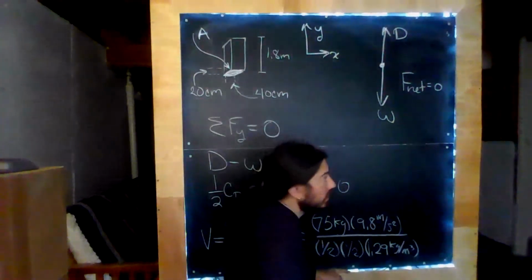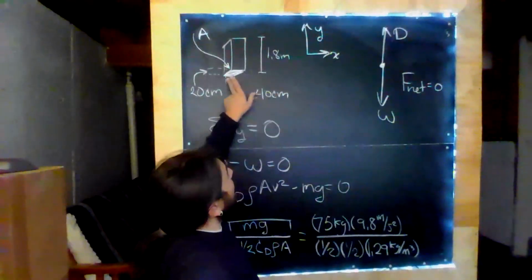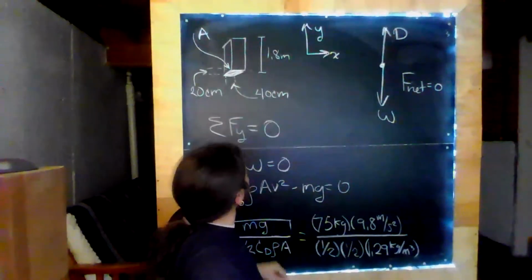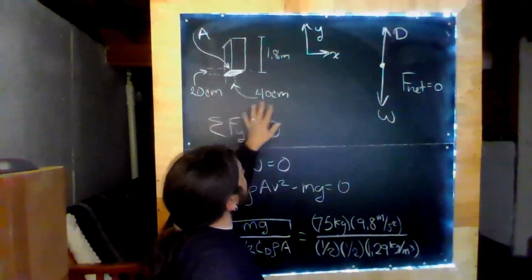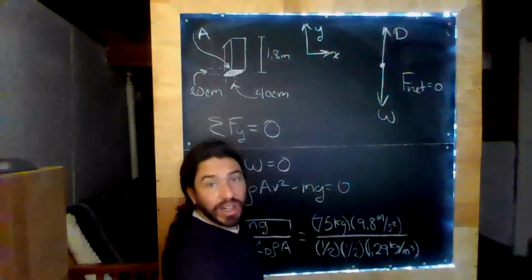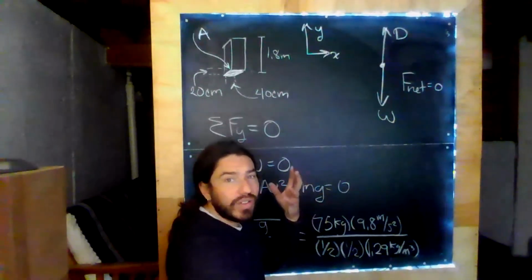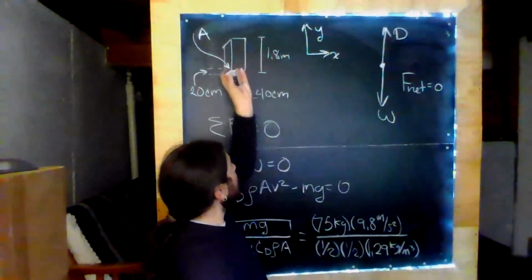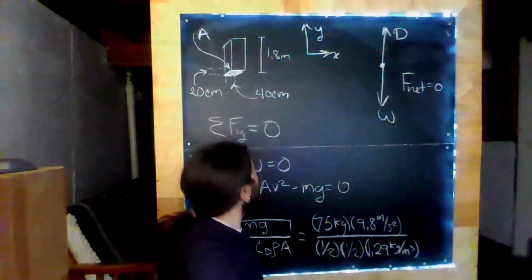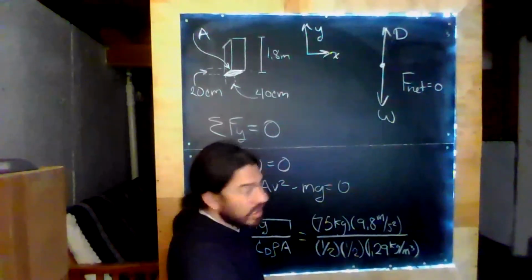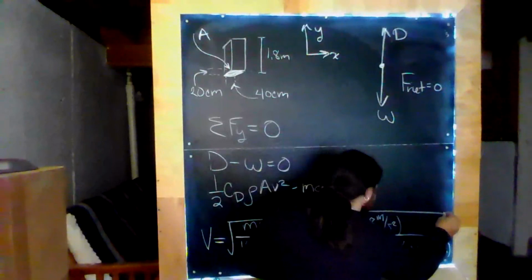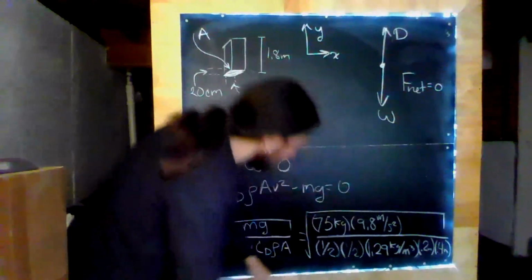Cross-sectional area, that would be the area of this little rectangle down here. So what is that cross-sectional area? Well, it would be 20 centimeters times 40 centimeters. So we're not even going to use the 1.8. Again, the cross-sectional area is the area that's sort of facing the wind. If this is falling in this direction, it's that rectangle on bottom that's facing the wind. So this should be 0.2 meters times 0.4 meters. Square root of all of that business.